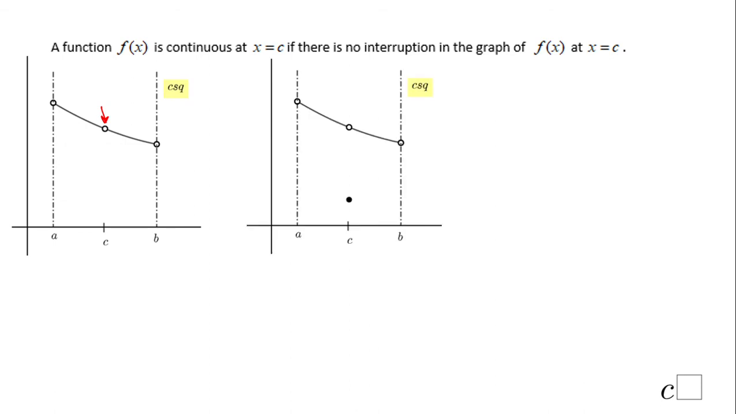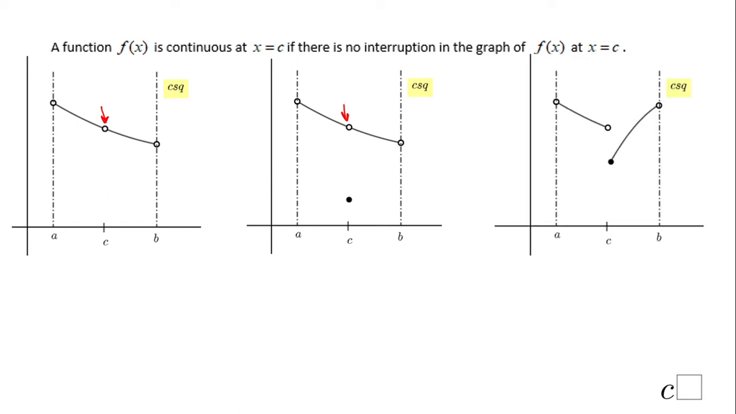This is a second example where we see a hole, an interruption here. What is the difference between this picture and the first one? The value of the function at c here does exist, since on the first one we do not have a value of the function f at c. And the last picture shows us another function that is not continuous at x equals c. It shows us a jump, like we call it.